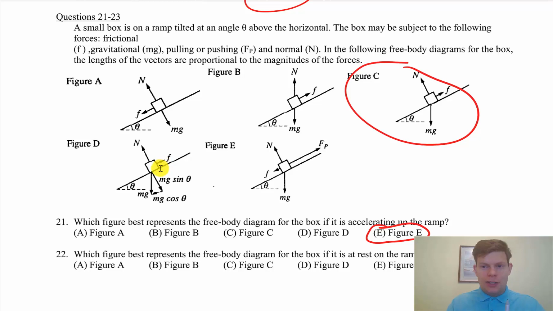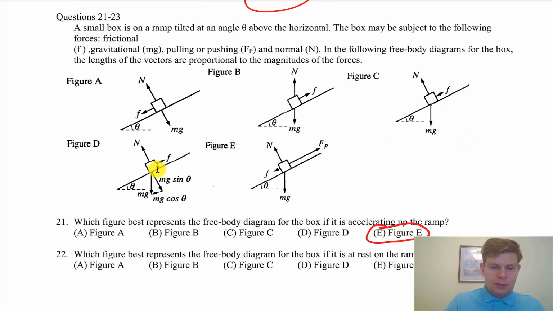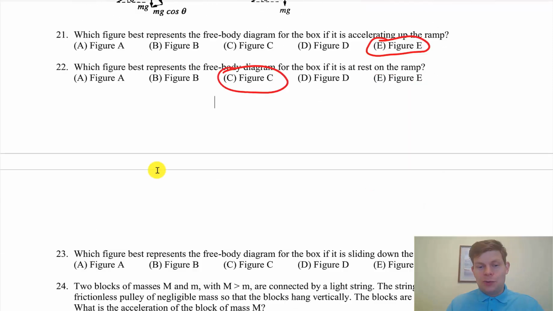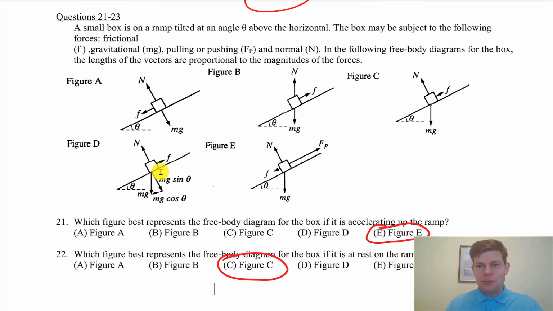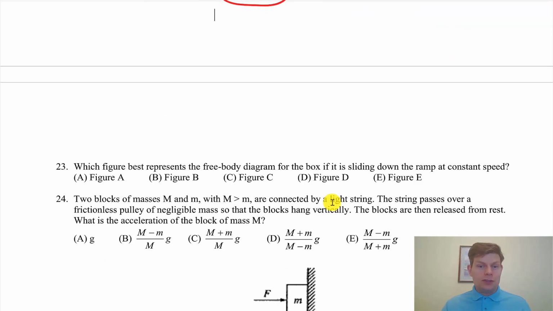And now here's the kind of confusing part. That was when it was at rest. What if it's moving at constant velocity? What if it's sliding down the ramp at constant velocity? Well, again, if it's at rest, your upslope forces cancel with your downslope. But if it's going at constant velocity, it's the same situation. At rest is kind of like a special case of constant velocity. It's constantly zero. But either way, all your forces have to cancel, and it's going to look like C. So same answer twice, just to throw you.